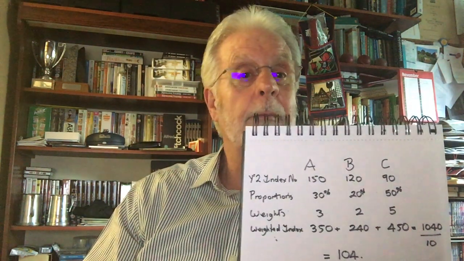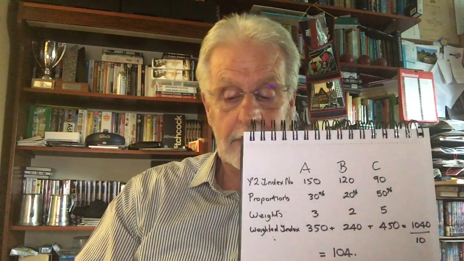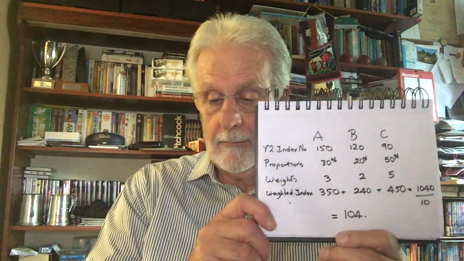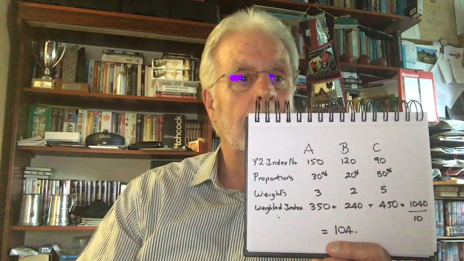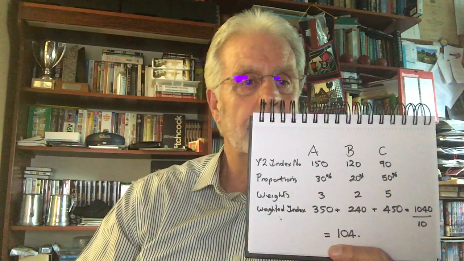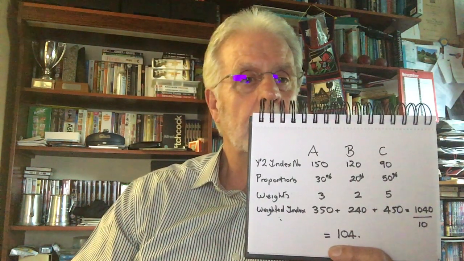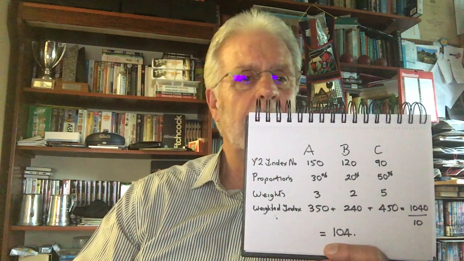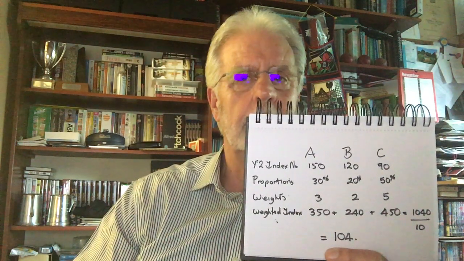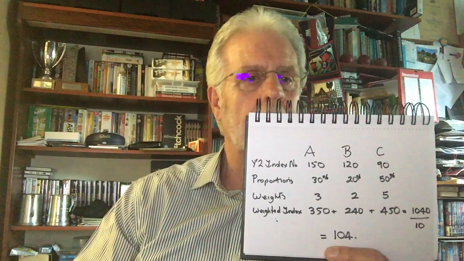So A goes up to 350, B goes to 240, C goes to 450, and we then add all of those up and we get 1040. Now those three items now have a total of 1040, and this is the mistake everyone makes. They go, this is not right, because they divide by 3 the number of products. You never divide by 3, you always divide by the number of weights you've allocated.